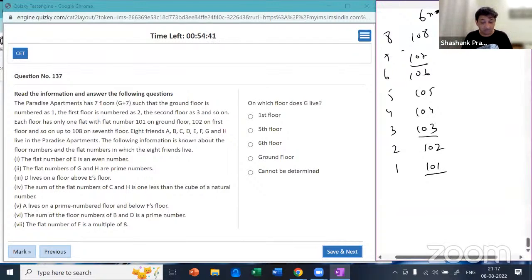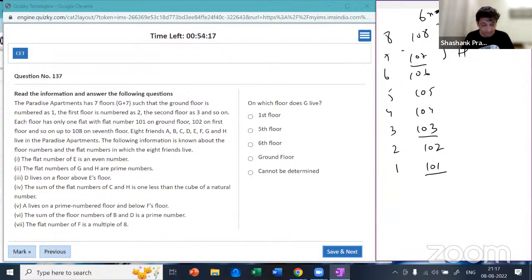Sum of flat numbers of C and H is 1 less than the cube of a natural number. Okay, so do logon ka 1 less than the cube of a natural number. 215, 216. Yeah. So these two will be C and H in some order. But H is a prime number. So H has to be this. C has to be this. Cool. A lives on a prime numbered floor below F's floor.